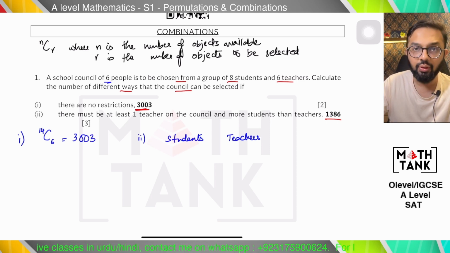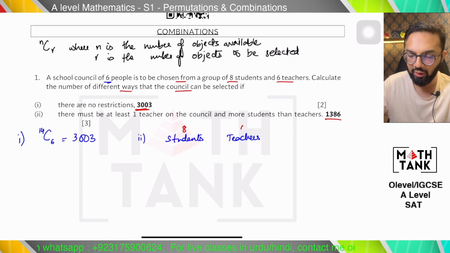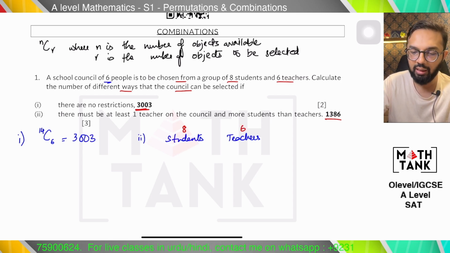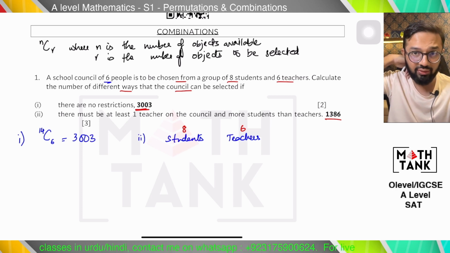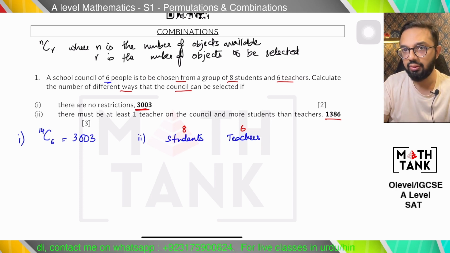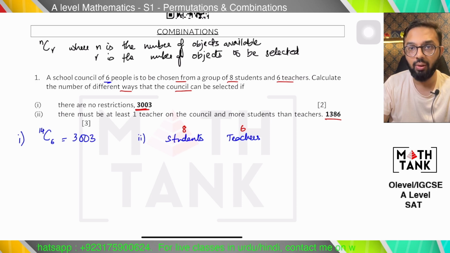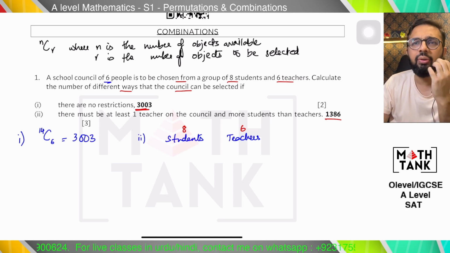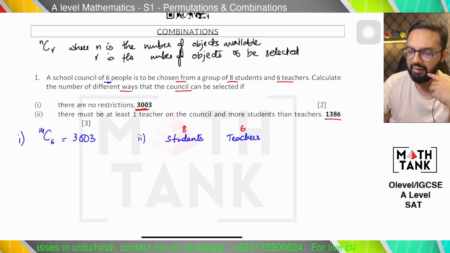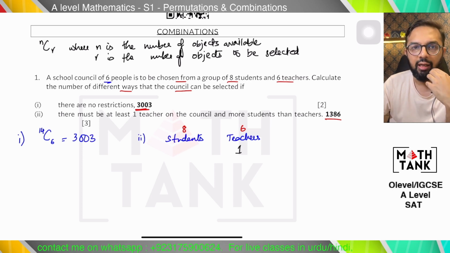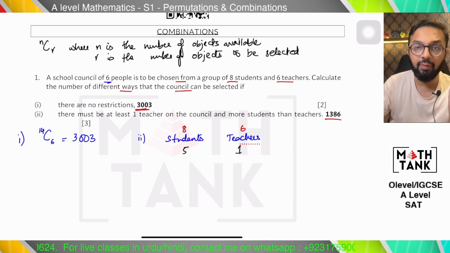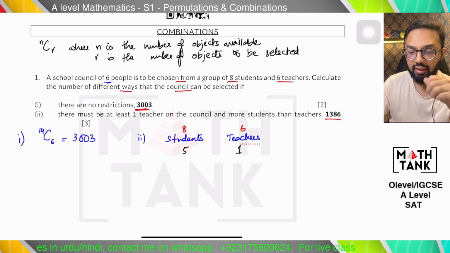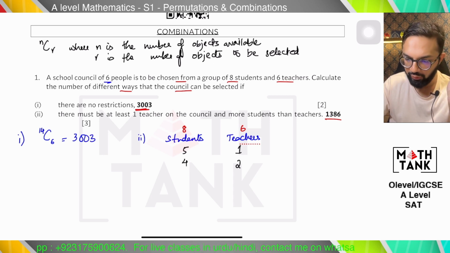My usual way of doing it is to write the total number of people available on top. So 8 and 6. Now what do I want? I want at least one teacher. So at least one teacher means one teacher or two teachers or three teachers and so on. So what I am thinking about is a lot of cases where I could have, let's say, one teacher first, and I could have five students alongside because I need a total of six people for the council. Then in the second case, I could think about two teachers and I could have four students.